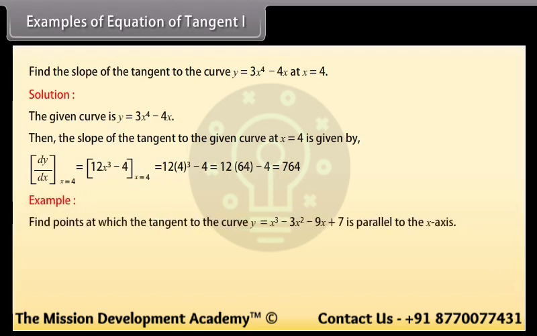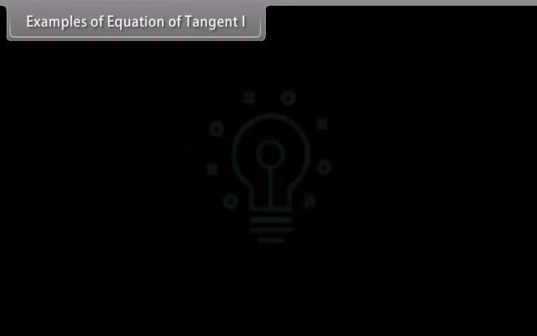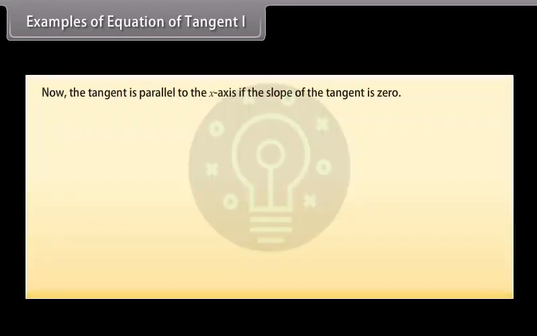Example. Find points at which the tangent to the curve y is equal to x cubed minus 3x square minus 9x plus 7 is parallel to the x-axis. Solution. The equation of the given curve is y is equal to x cubed minus 3x square minus 9x plus 7. Therefore, dy by dx is equal to 3x square minus 6x minus 9. Now, the tangent is parallel to the x-axis if the slope of the tangent is 0. Therefore, 3x square minus 6x minus 9 is equal to 0.